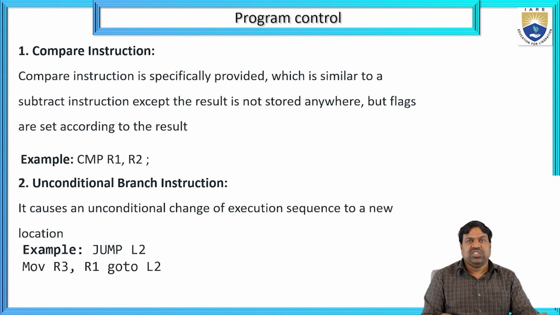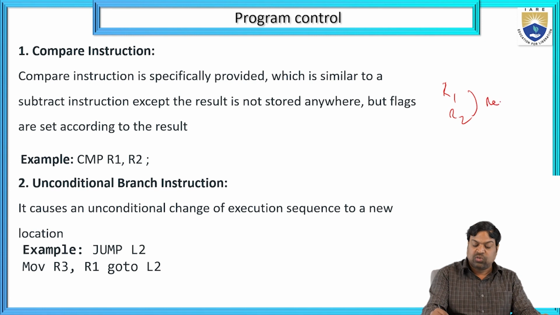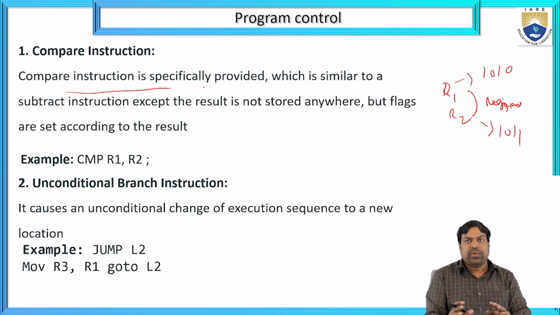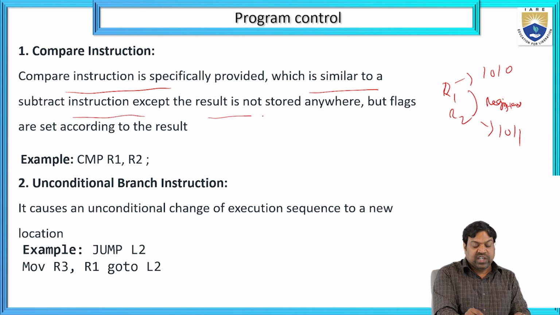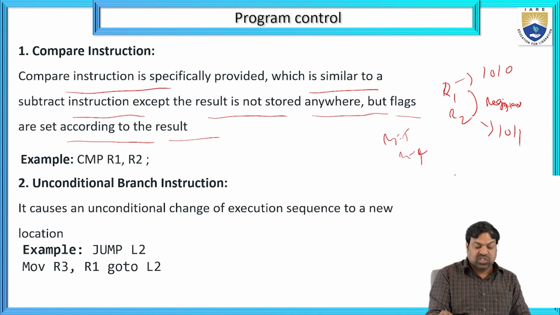The compare instruction is specifically provided. It is similar to a subtract instruction, except the result is not stored anywhere, but flags are set according to the result. Example: CMP R1, R2. Here R1 and R2 are two registers which have some values, maybe R1 equal to 1011. Compare instructions mean we are comparing two registers or two register values, so we definitely need a minimum of two registers to compare. Compare R1 equal to 5, R2 equal to 4. How do we compare? I take a subtract instruction to compare.